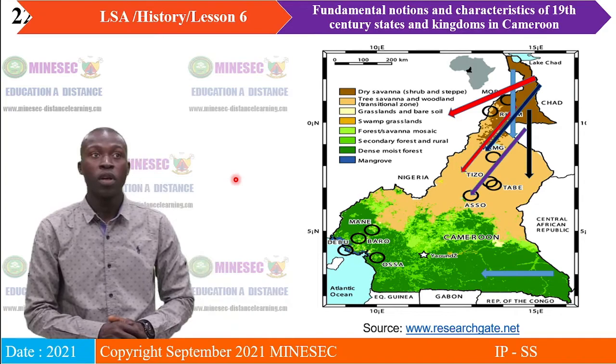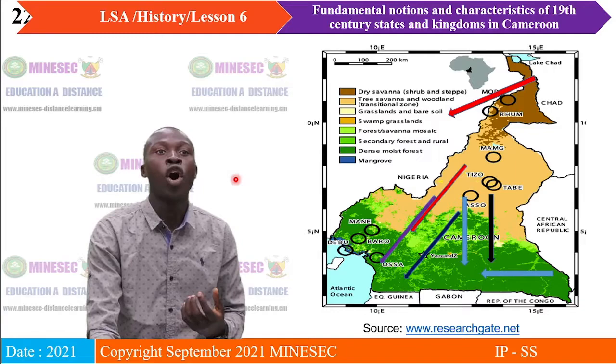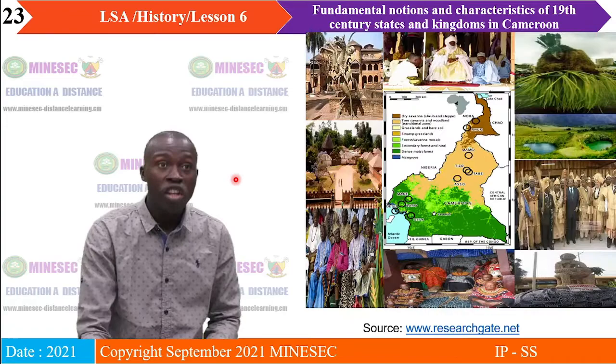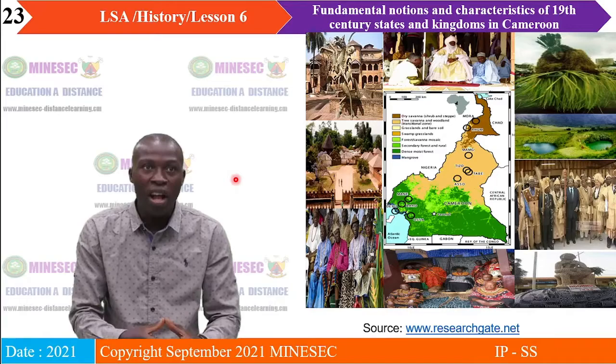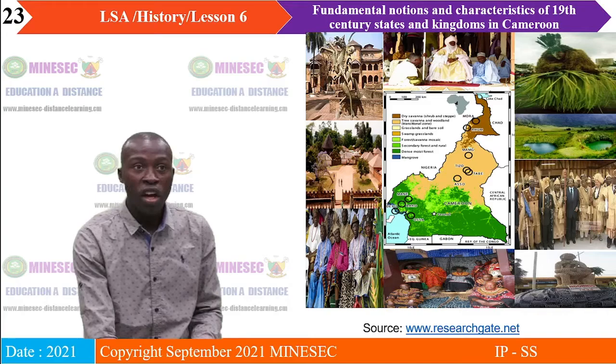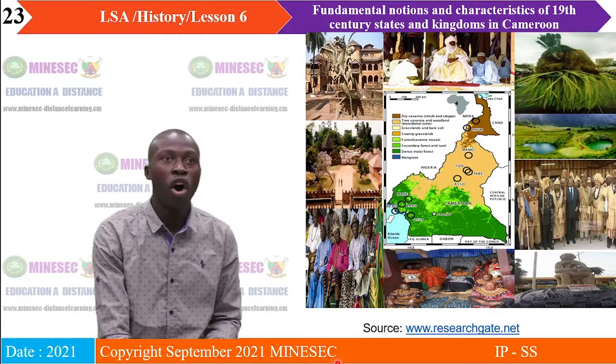These states and kingdoms, like we earlier on saw, migrated from the northern part of the country to the coastal areas, developing powerful states culturally, socially, economically. Like we earlier on saw, we see a well centralized, very powerful Fon of the Bali. We see a very powerful Lamido.